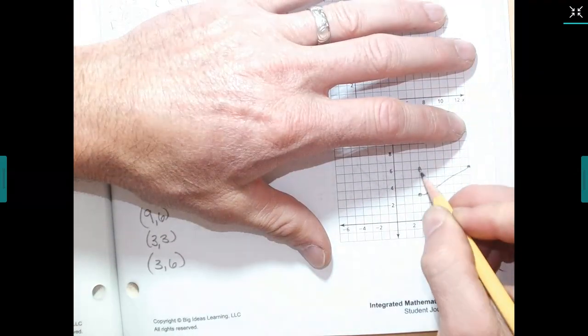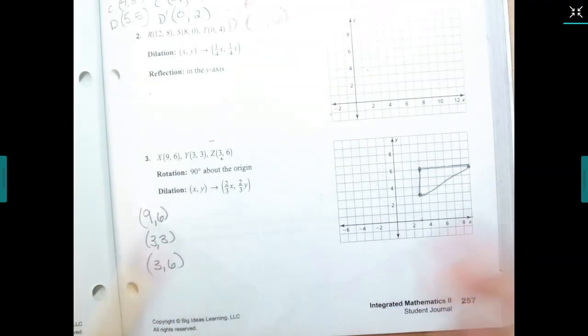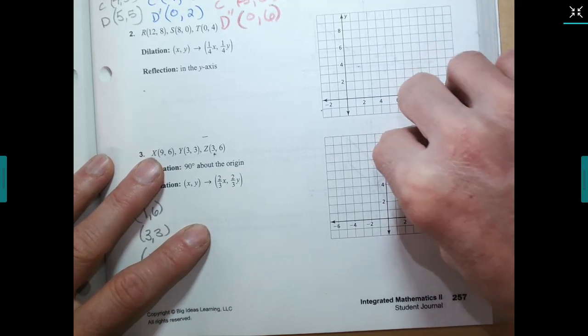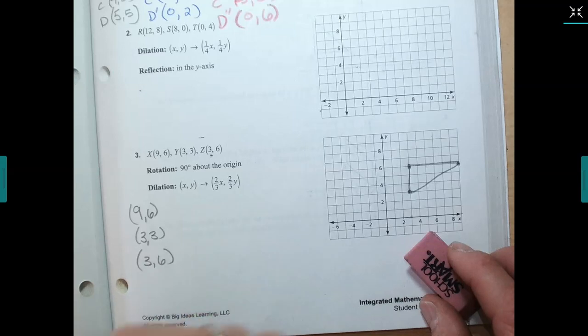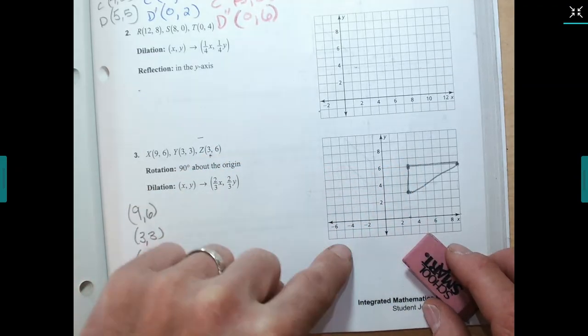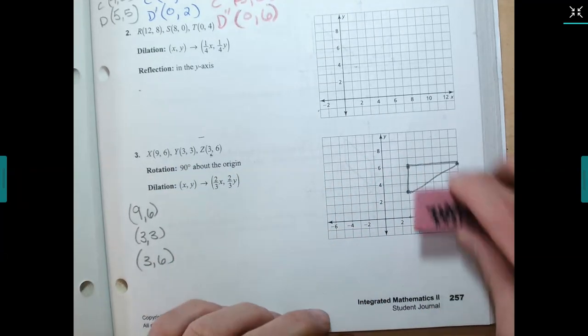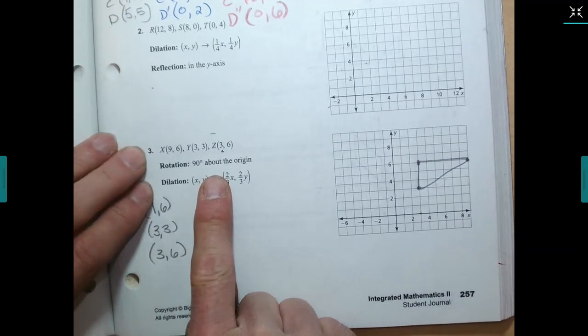And what we're going to do, we're going to take this, we're going to rotate it around 90 degrees. So essentially we're going from quadrant 1, 2, 3, 4 to this quadrant. So we're going to rotate it like that. So let's see what that rotation looks like.